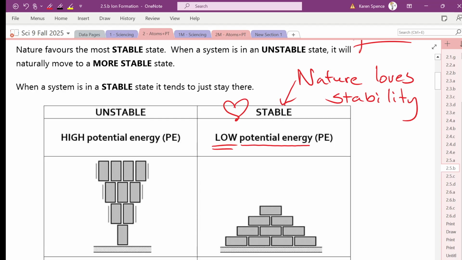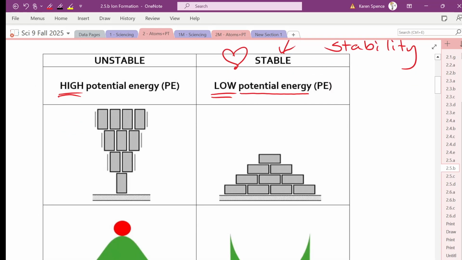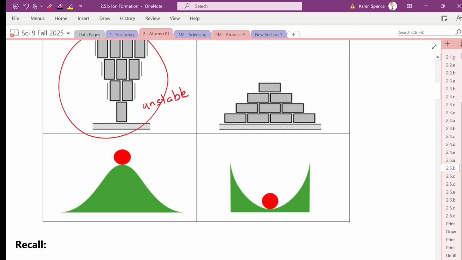Now, if something is unstable, that's a high potential energy. So if we look at these blocks that are sitting there, do those look stable or unstable? These ones here. Stable or unstable? Unstable. That ball at the top of the hill, stable or unstable? Unstable. Okay? Ball at the bottom of the hill, stable.